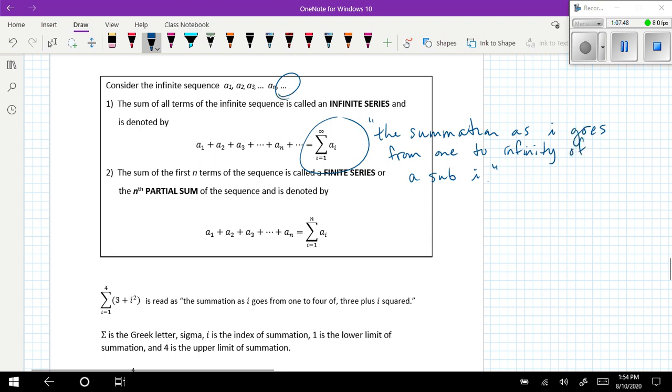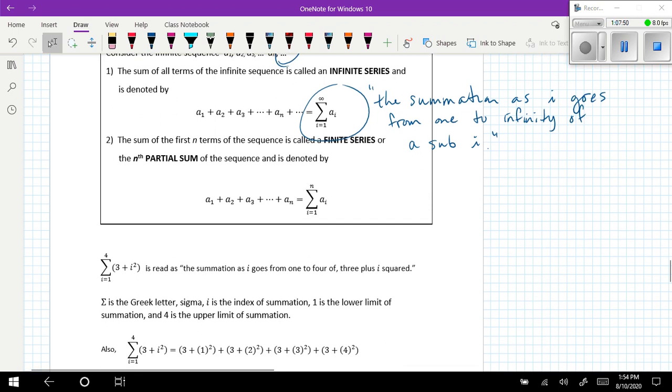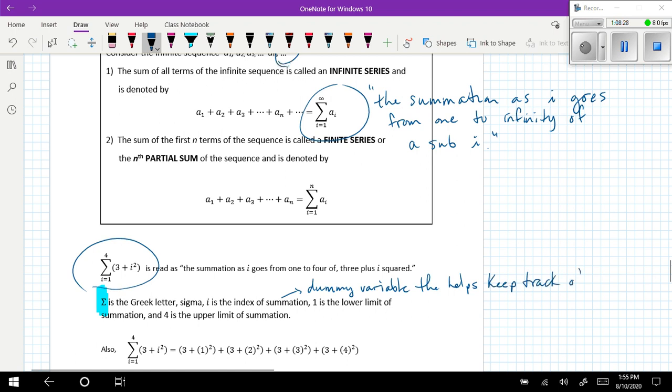All right, so let's do a little bit of an example right here. So I have this symbol. It is read as the summation as I goes from 1 to 4 of 3 plus I squared. This little symbol right here is the Greek letter sigma. I is the index of summation, which, you know, I just have to tell you here, it's really just a dummy variable that helps keep track of which term you're on.